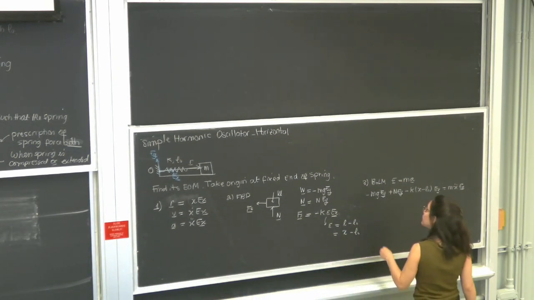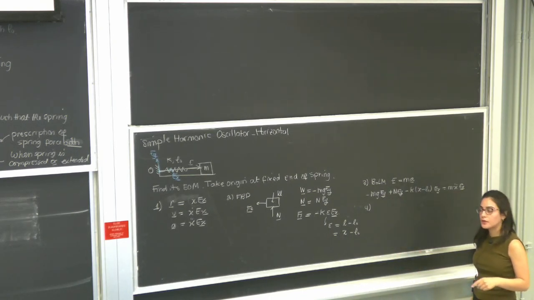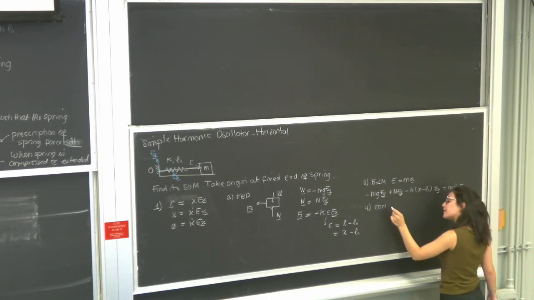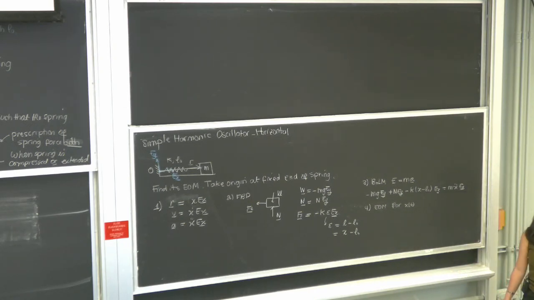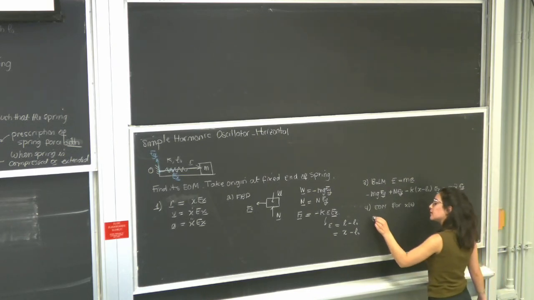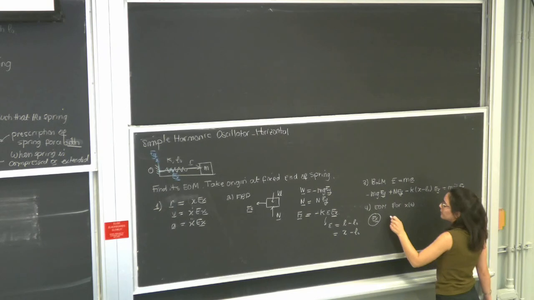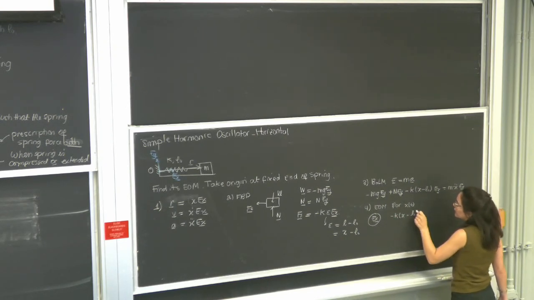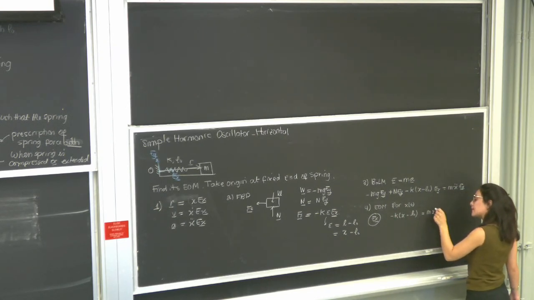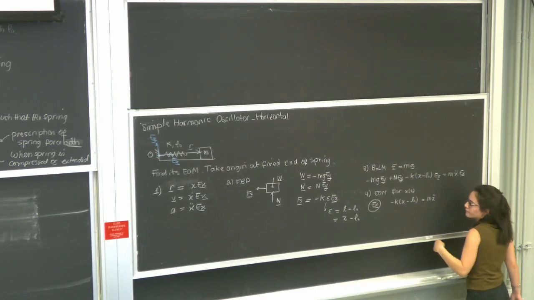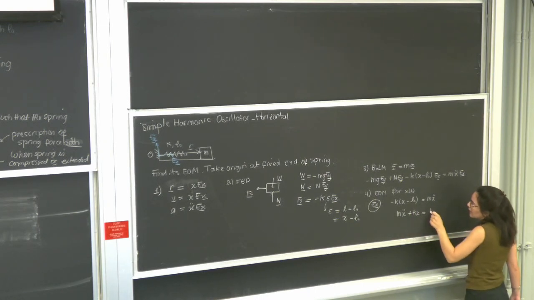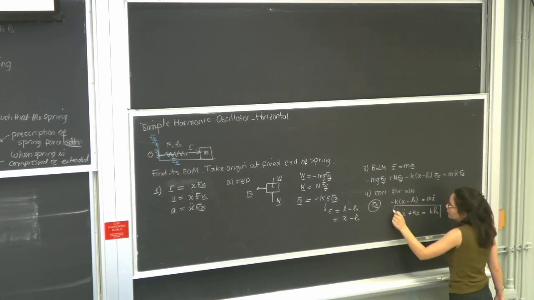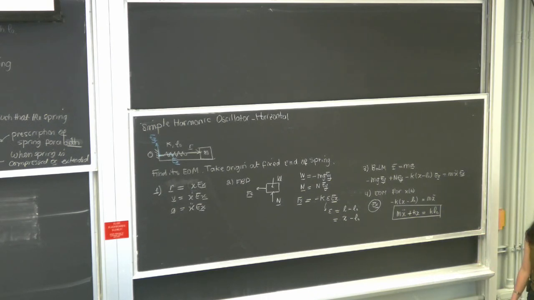So how do I get the equation of motion? The equation of motion is going to be a differential equation in x. So how do I get that? I'll project along which direction? Ex. And I'll get minus k (x minus L0) is equal to m x double dot. So m x double dot plus kx is equal to kL0. That's my equation of motion.